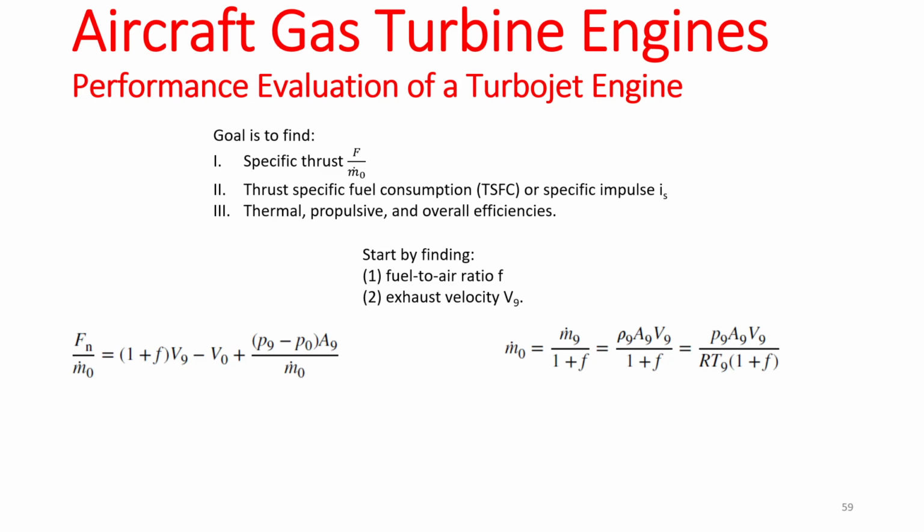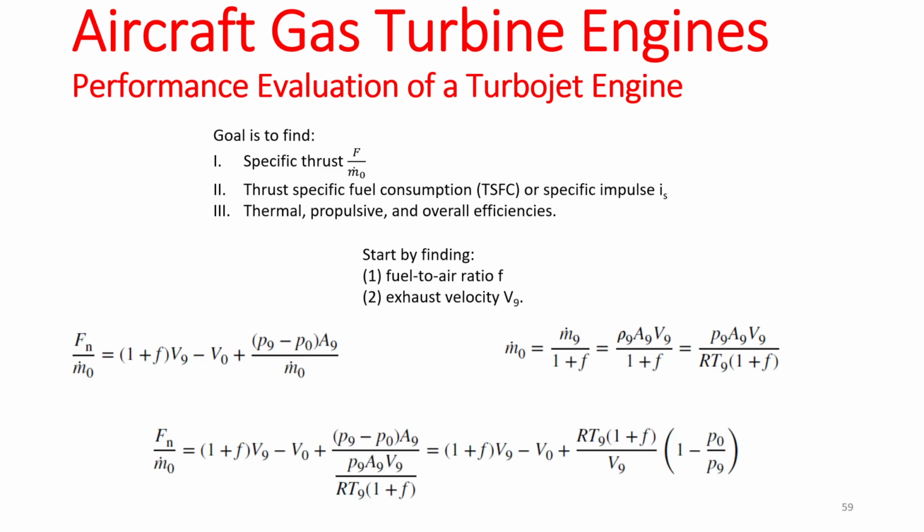And then this density, we can use the ideal gas law to transform into pressure and temperature. So your ṁ0 is going to be equal to p9 A9 over RT9, multiplied by 1 plus f. So you plug that in the equation, you substitute ṁ with that whole equation, and this is what you are going to get.